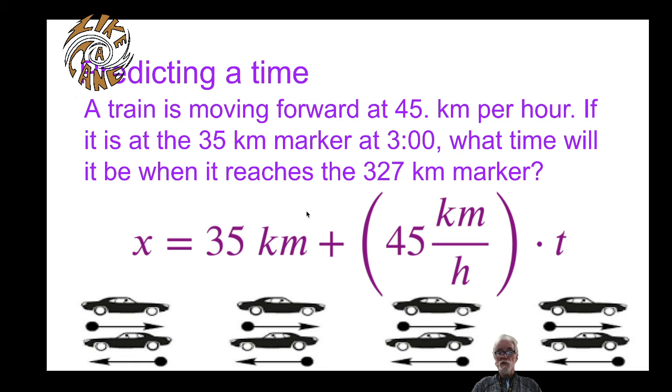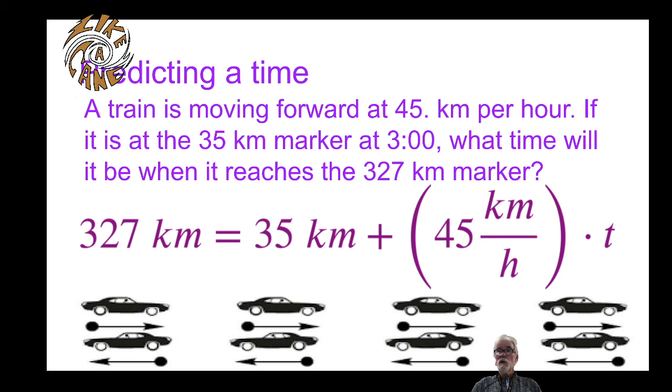In this case, the starting position is 35 kilometers. The direction is forward, and the speed is 45 kilometers per hour. So the velocity is positive 45 kilometers per hour. So the equation is position is 35 kilometers plus 45 kilometers per hour times the time. Now we'll insert the position that we're going to be at the time we're trying to find, in this case 327 kilometers. Now it's just a matter of solving for t.